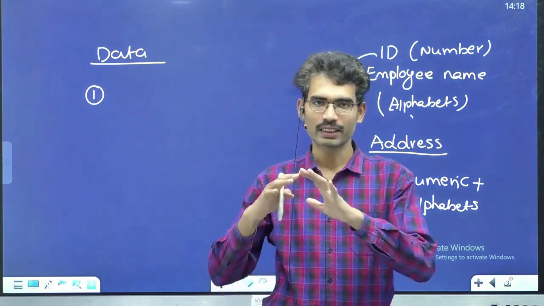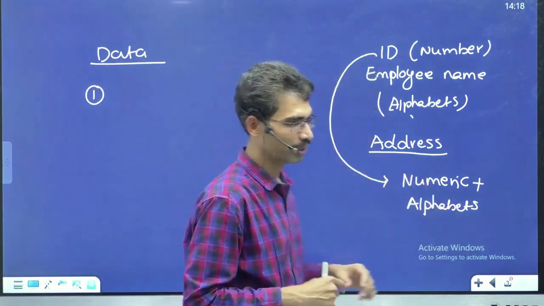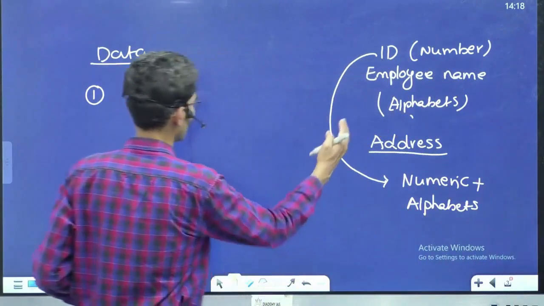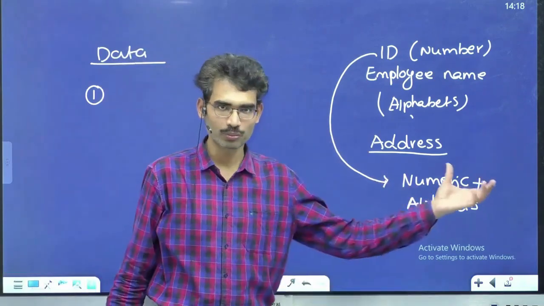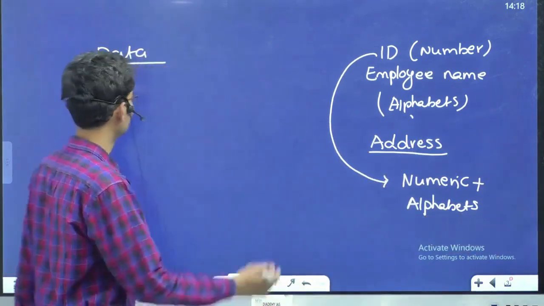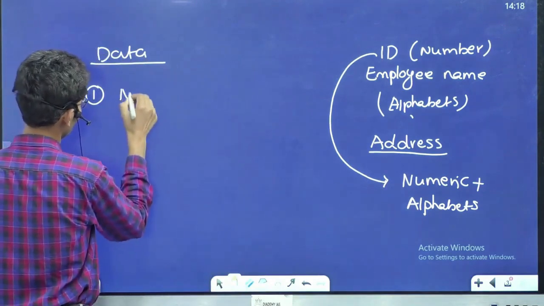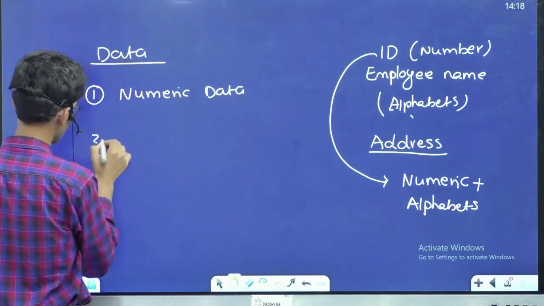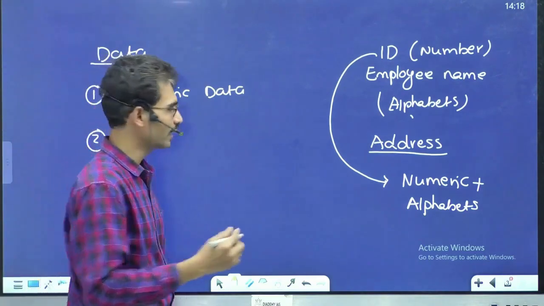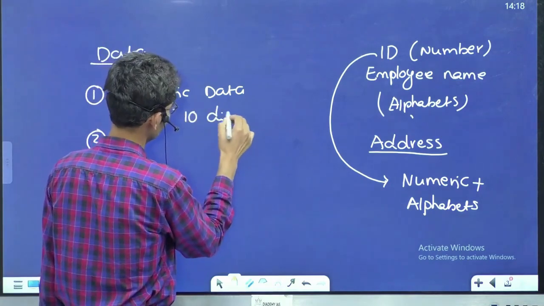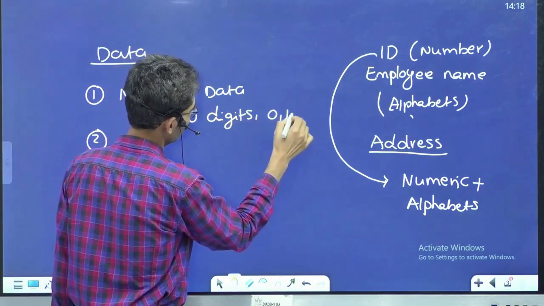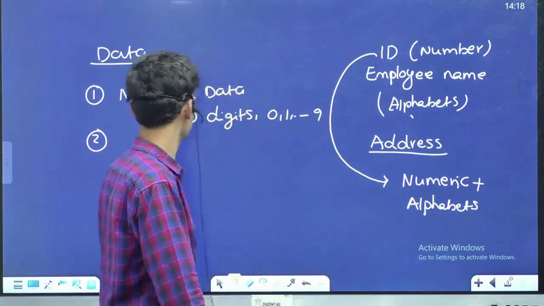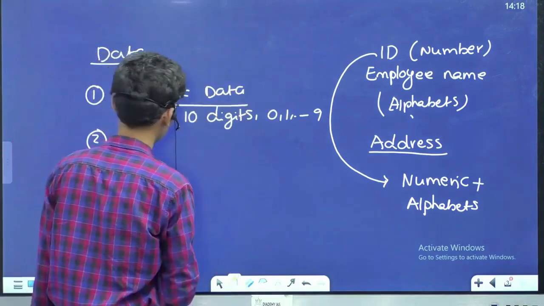Now we can see data broadly we can divide into three parts. First one is numeric data. This one example, because you are going to prepare for EPFO, I have taken this example. If you organize this, you have numeric data. This numeric contains 10 digits, 0, 1, 2, and so on, up to 9. Combination of this, number of digits may vary. This is one form of data, numeric data.